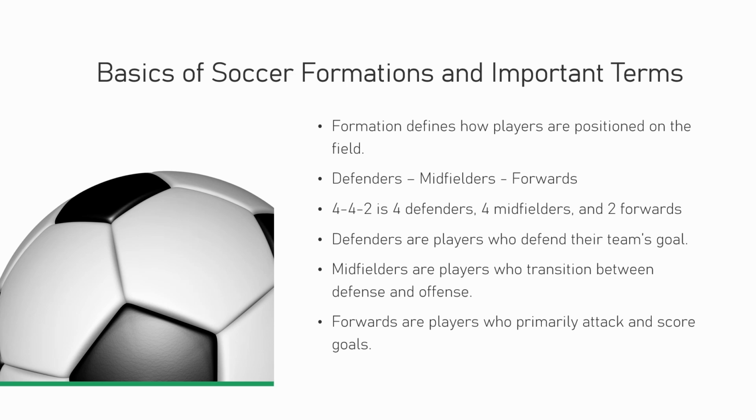Soccer formations define how players are positioned on the field. They are characterized by numbers in a sequence from the most defensive to the most attacking. For instance, a 4-4-2 has 4 defenders, 4 midfielders, and 2 forwards. Defenders defend their team's goal, midfielders are key for the transition between defense and offense, and forwards primarily attack and score the goals.